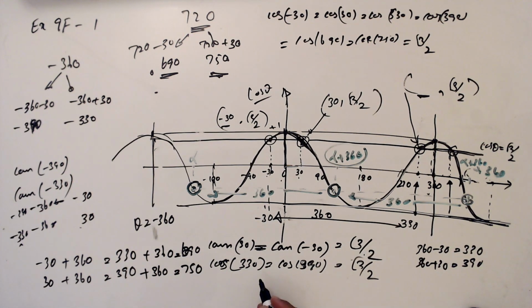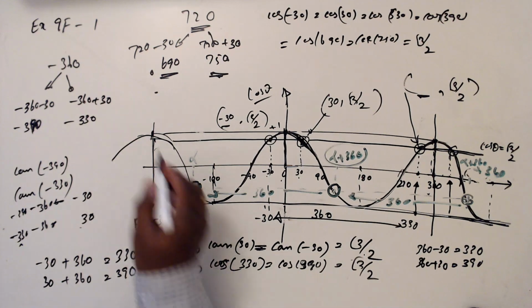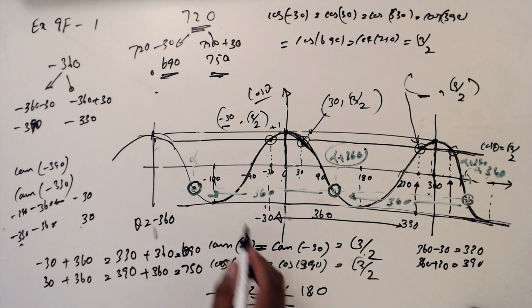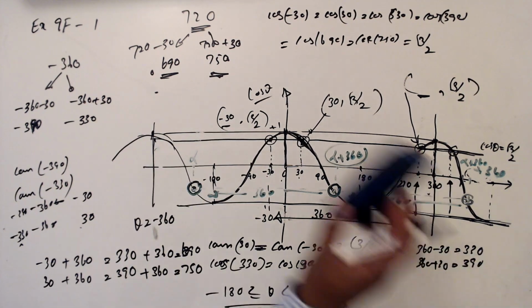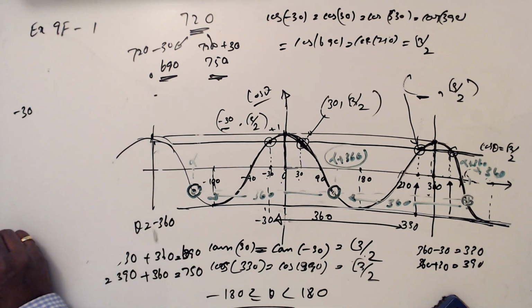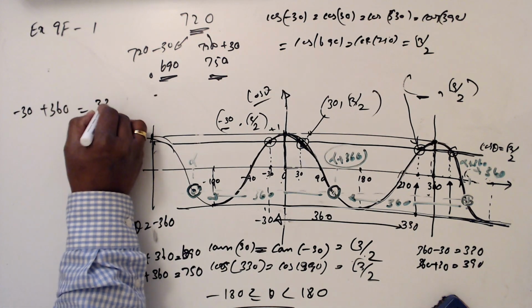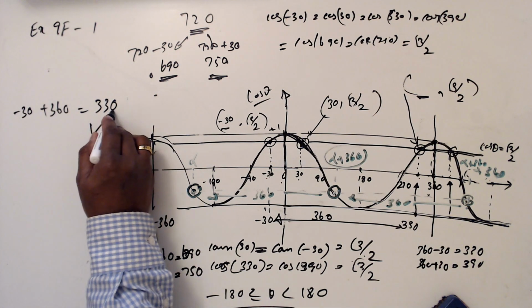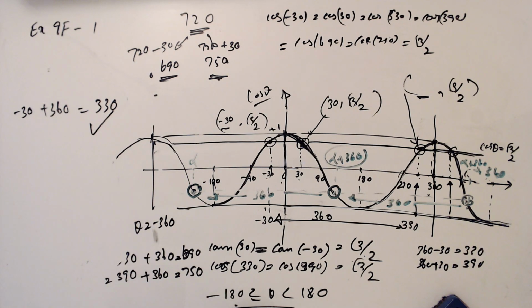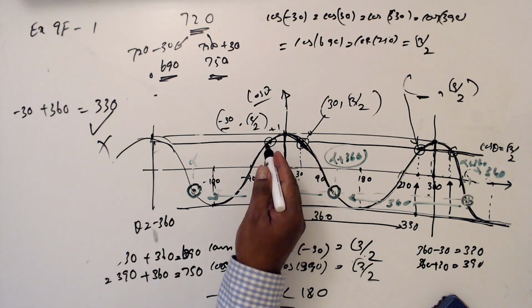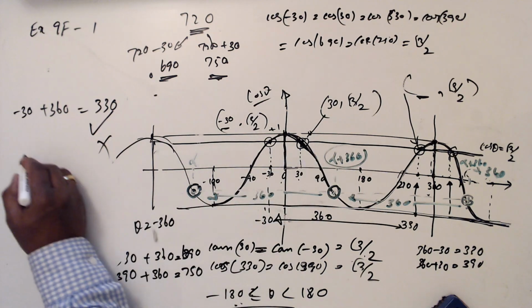In those questions you have to make sure that if they ask for a range, so in this question they ask for the range minus 180 to 180 for theta, you now know that one answer is minus 30. When you add 360, which is 330, 330 is not in this range. So even though this is a correct answer, it is not within this range, hence they don't accept this one. So then you look at the other one, which is going to be 30.